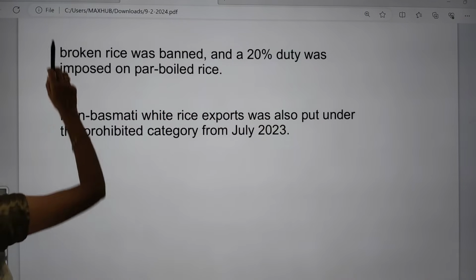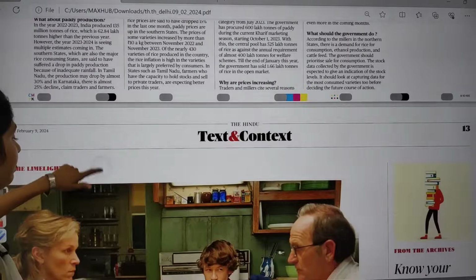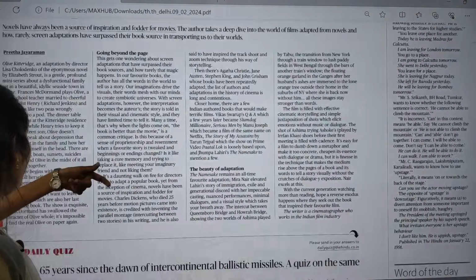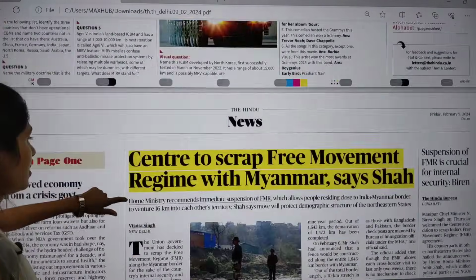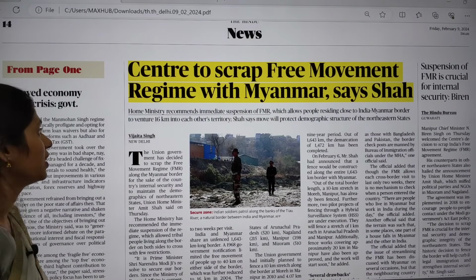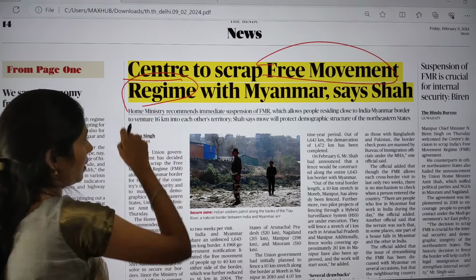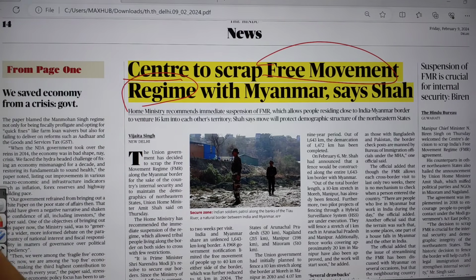And now let us go back to our page. So I discussed these two articles, right? And now let us move on to this news page. Here you can see one keyword: Center to Scrap Free Movement Regime with Myanmar, says Union Home Minister.